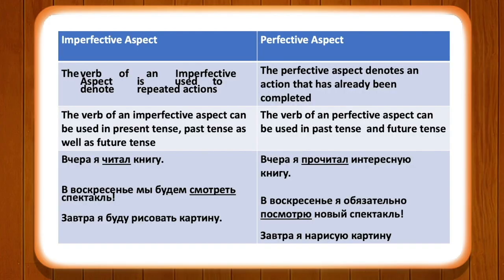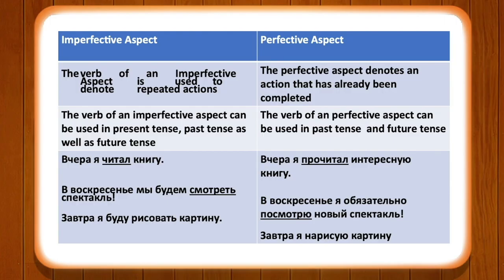Let us revise the meaning of the imperfective and perfective aspect. The imperfective verb denotes an action in progress or an ongoing action. This action could be in progress in the present tense, in the past tense, or in future tense. Imperfective verbs have three tenses. They can be used in present tense, past tense, and also future tense. Whereas the perfective verb denotes a completed action.